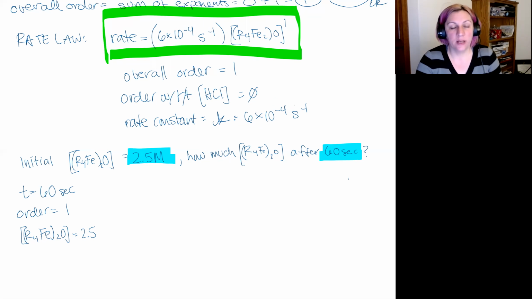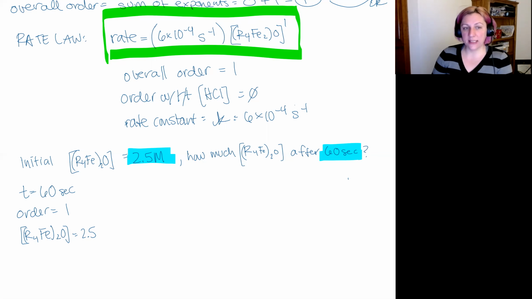I'm now going to do a practice problem that's a continuation of the one that we did looking at the rate law of a dimer. Previously we found the rate law for a dimer reacting with hydrochloric acid to form hydrogen gas. And we learned that the rate is equal to 6 times 10 to the negative fourth inverse seconds times the concentration of the dimer to the first power. The overall order of this reaction was 1, and the order with respect to the hydrochloric acid was 0, and we have our rate constant and everything.